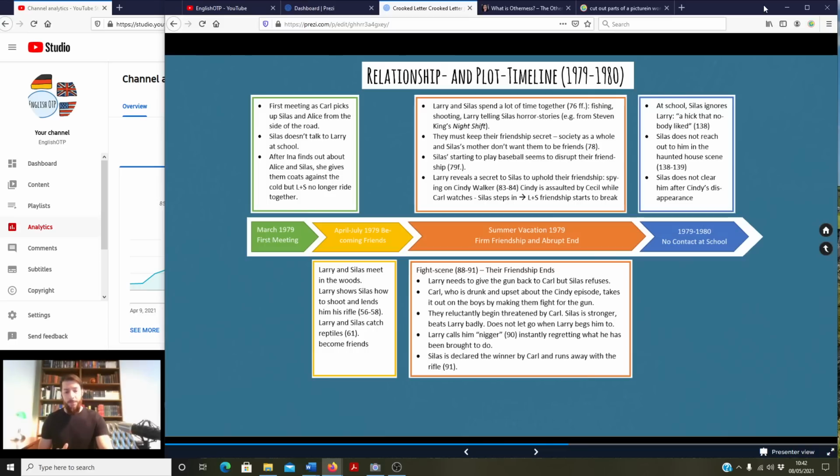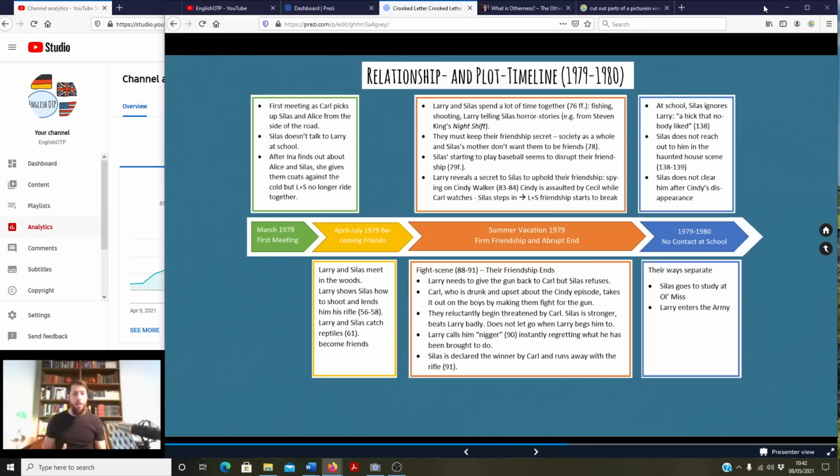And in the aftermath, their ways separate also geographically. So Silas goes to study at Ole Miss, University of Alabama. Maybe you can check that out. And Larry enters the army to become a mechanic. So it's not only that they have no contact with each other anymore in Chabot, they actually go their separate ways, geographically isolated and separated.